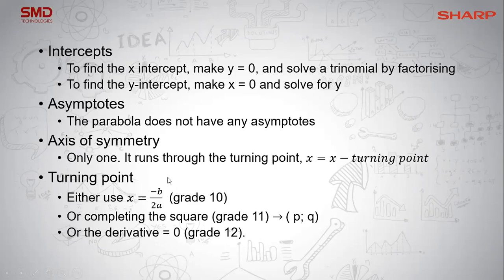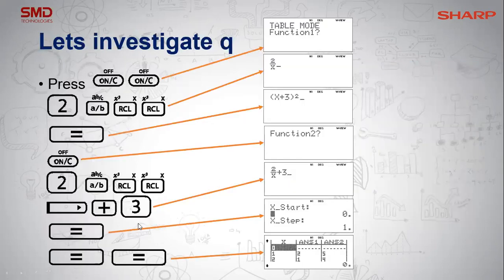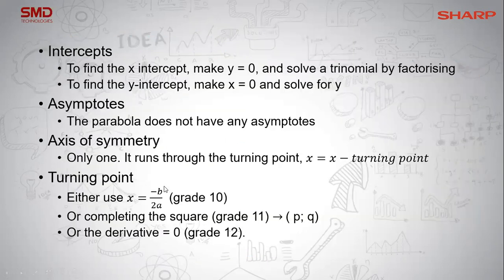Then of course, for our turning point, for grade 10s, we just give them this formula. Where it comes from is when the parabola is differentiated and made equal to 0, you get this formula here. So that's where that one comes from. We just don't obviously share that with the grade 10s. We just give it to them as a turning point formula.